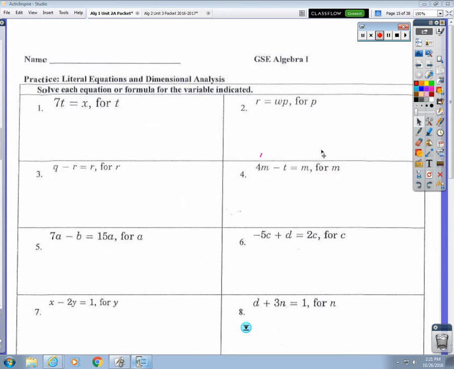Today we're going to be solving literal equations. They give you an equation like 7 times t equals x, and they tell you which letter to solve it for. Solving for the letter just means getting the letter by itself, right? So to get this t by itself, who needs to go away from it? And aren't they attached by multiplication? So how do you undo that? Division. So t equals x over 7. Is t by itself? Yeah. Then you're done. That's the answer.